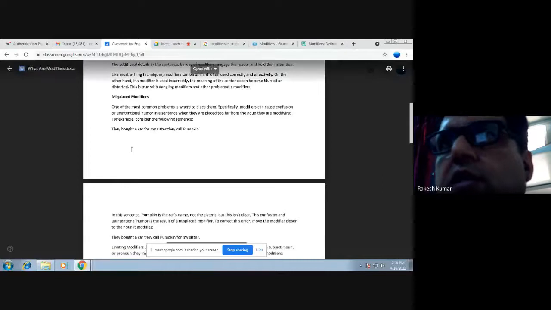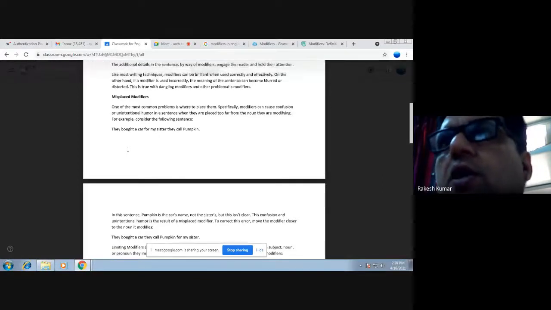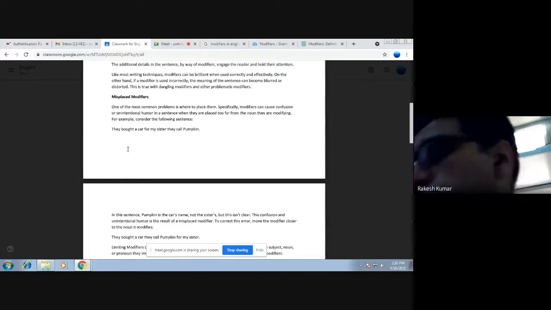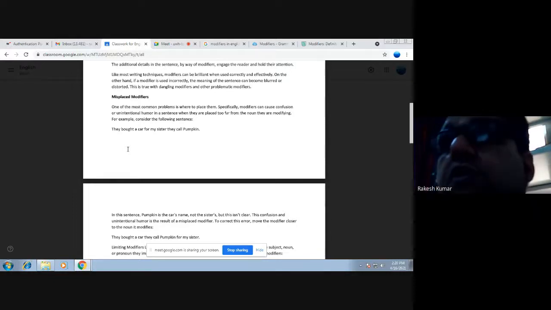It also clarifies the meaning of it. There is another example we can see: they bought a car for my sister they call pumpkin. Now it's very unclear here to whom we call it pumpkin. They bought a car for my sister they call pumpkin. So you can see that it's very ambiguous over here. It is not very clear whom they have called pumpkin.